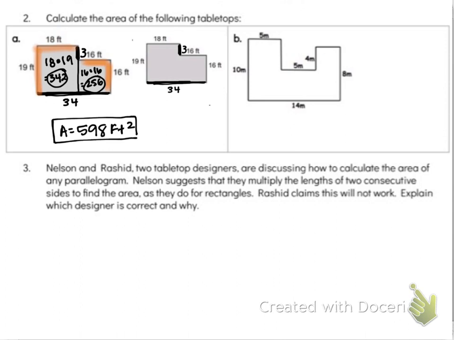All right, you can do it this way, or you can do it this way over here. So if I was doing it this way, 18 times 3, which is 54. And then for this bottom one, we have 34 times 16, which is 544. When you add those up, 54 plus 544 is going to give us that exact same answer. Okay, so it doesn't matter which way you decide to do it, they would both work.